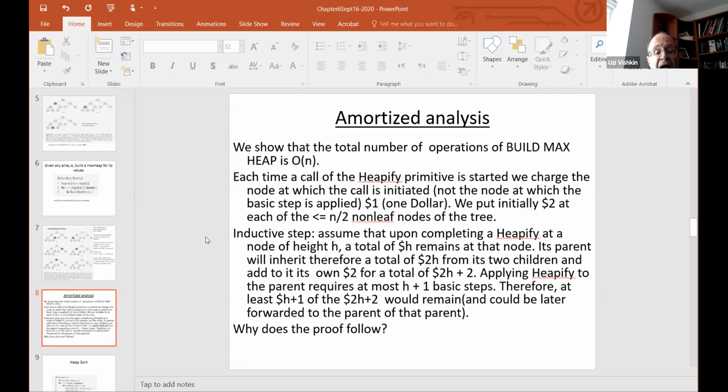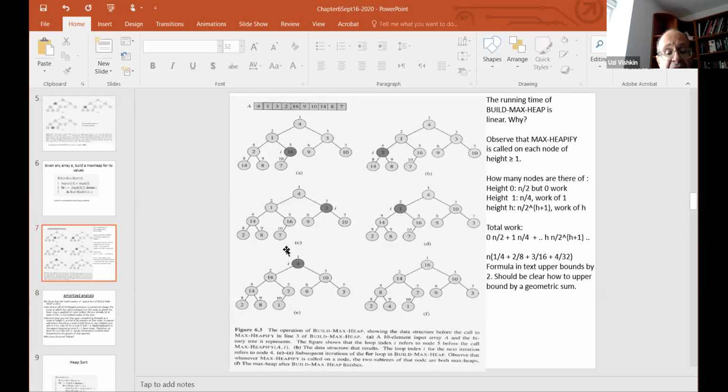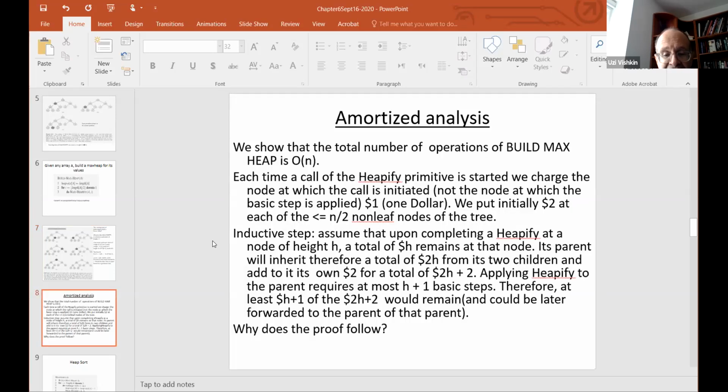And in a way, you can argue that the inductive hypothesis holds in a trivial way for the leaves, because the leaves are of height 0, and when you are done with them, because you never start, you have h dollars because h is 0. So that's a trivial base for the induction.